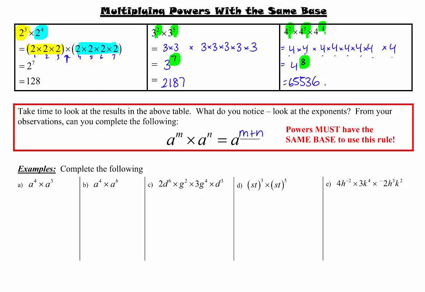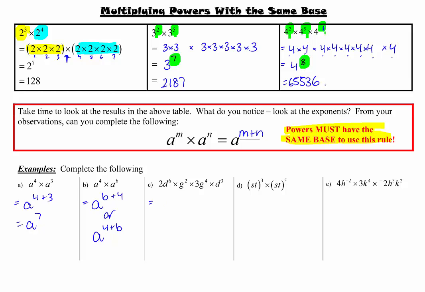But I have to remember that the powers must have the same base to use the rule. I can't go a squared times b cubed, for example, because they're different bases. And the reason for that is how I've just shown you the long way. So if we do some examples, a to the 4 times a cubed is a to the 4 plus 3 is a to the 7. A to the 4 times a to the b would be a, base is the same, to the b plus 4, or a to the 4 plus b. Doesn't matter which way I put it.